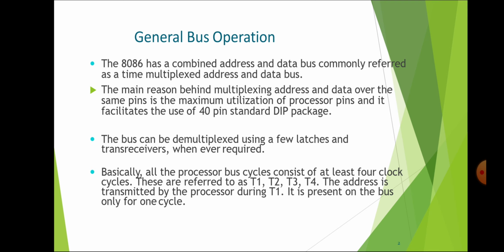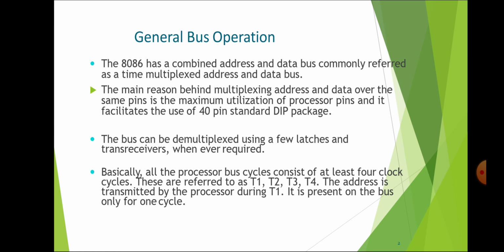Before going to the lecture, first we'll understand the general bus operations, because it is mostly related to the bus operation, that is the address bus and data bus. So first we'll understand exactly what is the use of those buses. The 8086 has a combined address and data bus, commonly referred to as a time multiplexed address and data bus. If you see the pin diagram, both the data and address are carried by the same bus, so they need to be separated at the output.